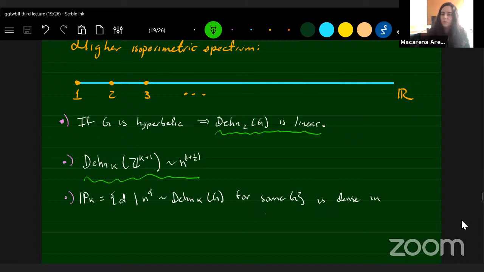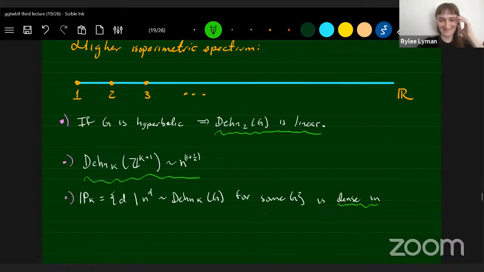And we can define the isoperimetric spectrum in the way that one would expect. So it's a set of numbers such that n to the d is the Dehn function of a group. Okay? And again, we have a density theorem. I would invite you to try to guess what's the interval in which we have the density. Everything. Yes, everything.